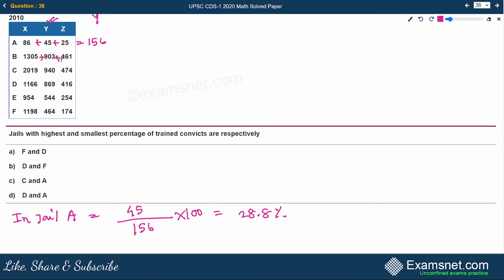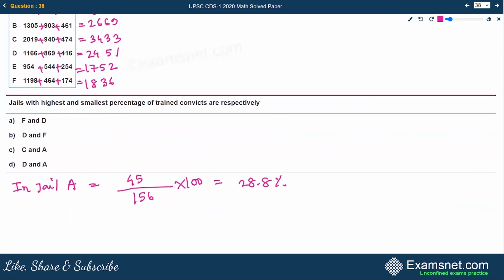Next, let us first find the total number of convicts in each jail. In B there were 2,669 convicts. In jail C, there were 3,433 convicts. In jail D, there were 2,451 convicts. In jail E, there were 1,752 convicts. In jail F, there were 1,836 convicts. Now let's find out one by one.